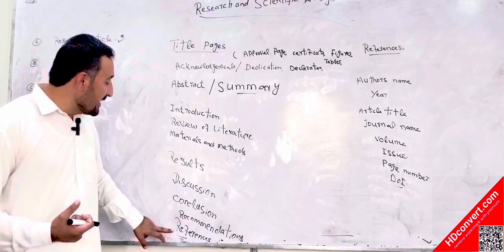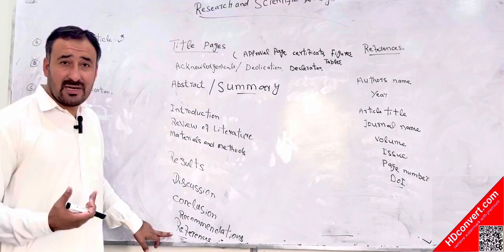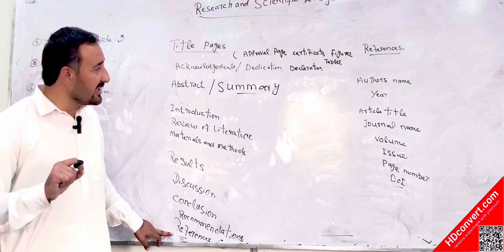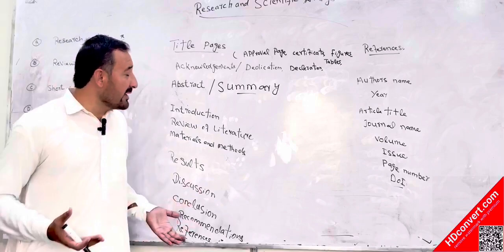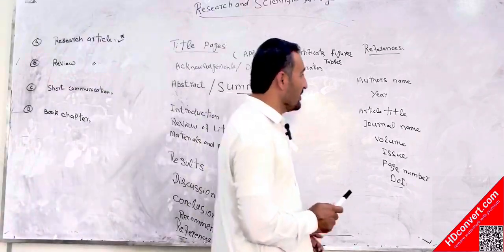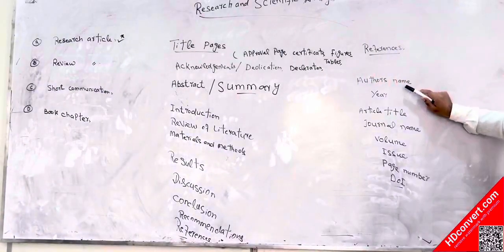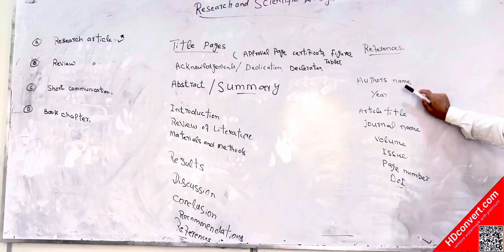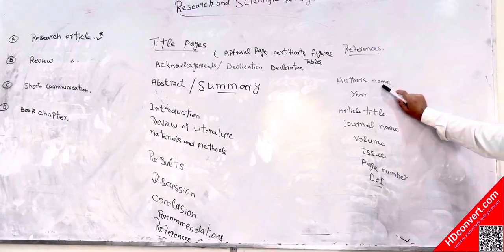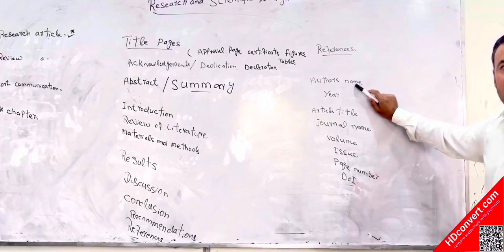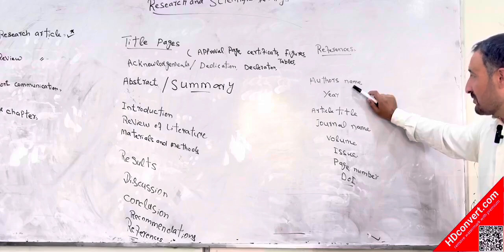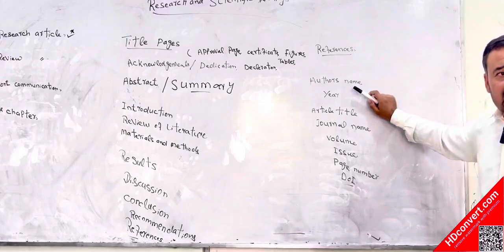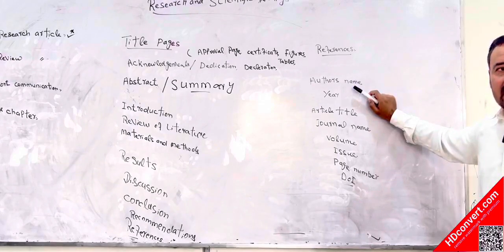Okay? The last one is the references. In some articles, the references is also written as literature cited. Okay? So how will you write the references? Number first one, you need to write the author name. Okay? If the author is one, you will write his last name. If the authors are two, you will write the last names of both the authors. Okay? If the authors are three, then you will write it as, for example, Irfan et al. You will write et al with it.